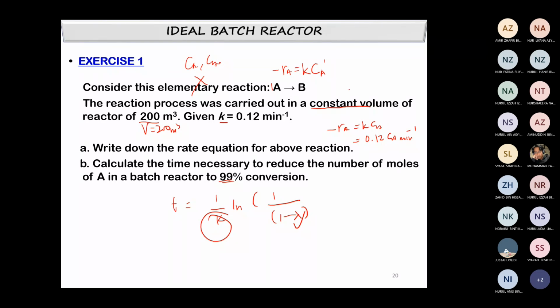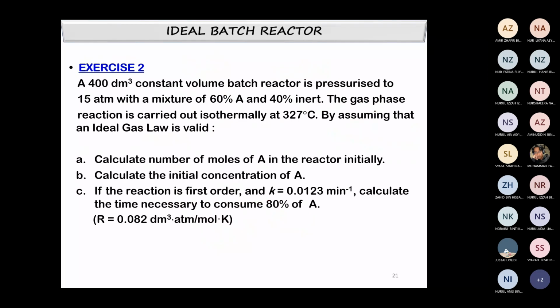Okay, let's go to one more exercise before we take a short break, for steady state CSTR. So for exercise number 2, given that 400 decimeter cube, this is the volume in a constant volume batch reactor. I already mentioned this is a constant volume batch reactor. It's pressurized to 15 atm, this is the P, with a mixture of 60% A and 40% inert. Okay, means that this is in a gas system.